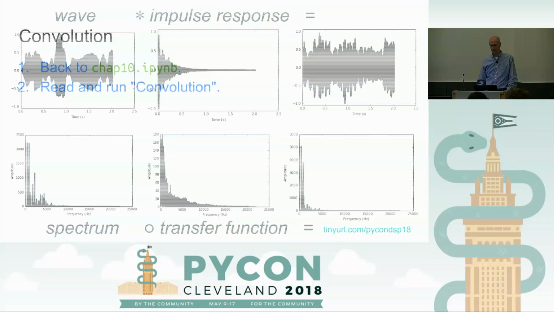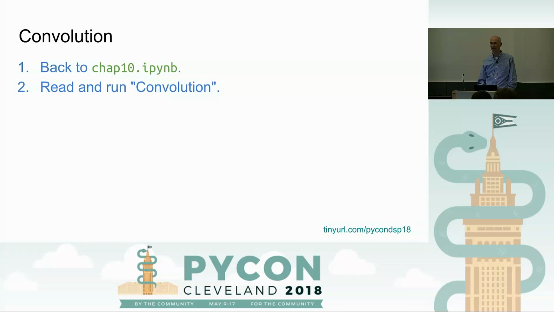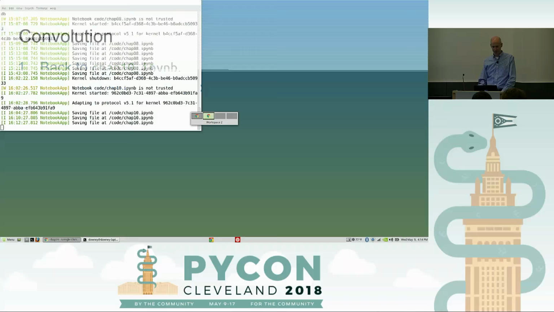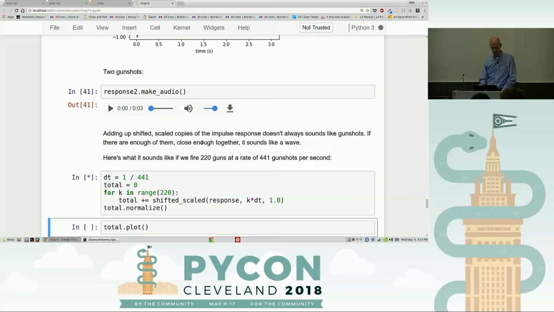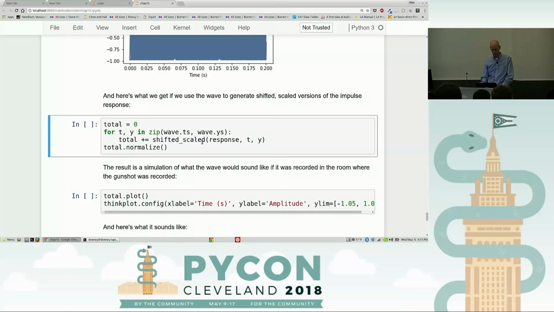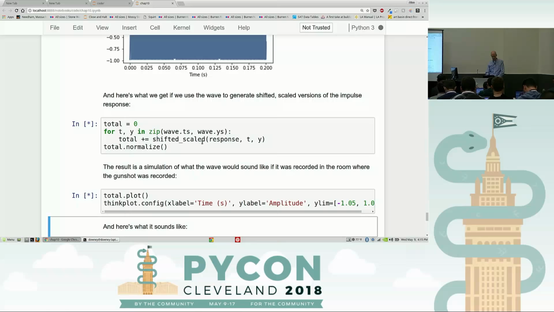We have one more section of the notebook. If you want to jump back in, run the convolution section. And I think that's the last section we're going to do of the notebook. When you run this cell, it will take a long time because it's a wildly inefficient way to do things.